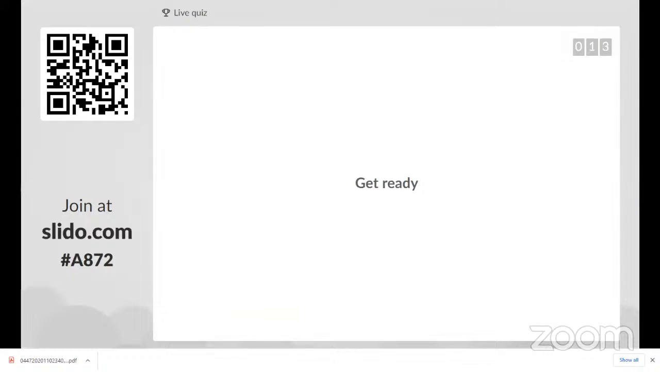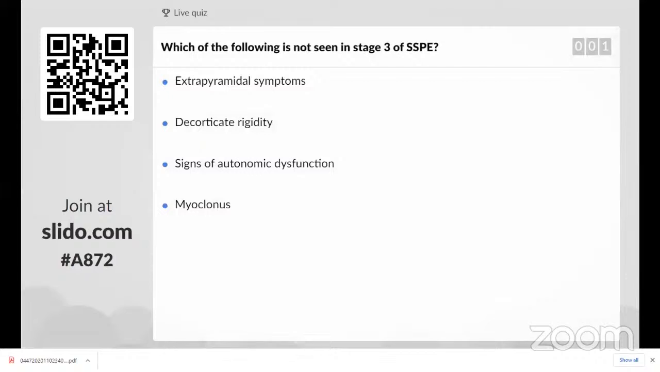Another question, please be ready. More and more people can also join. Which of the following is not seen in stage 3 of SSP? I'm sure some of you would know the stages of SSP. Which of these is not seen in stage 3? Extrapyramidal symptoms, decorticate rigidity, signs of autonomic dysfunction, or myoclonus? Please vote.